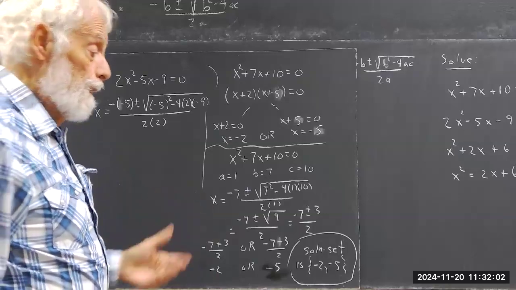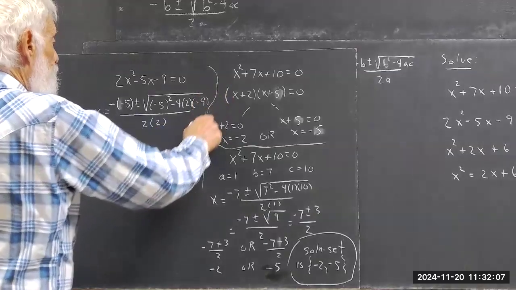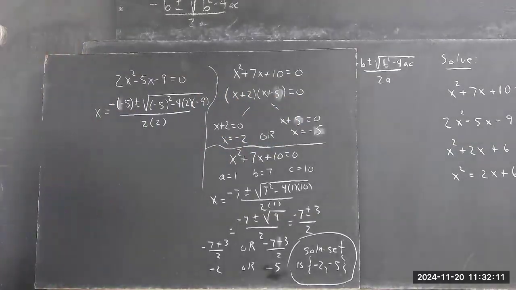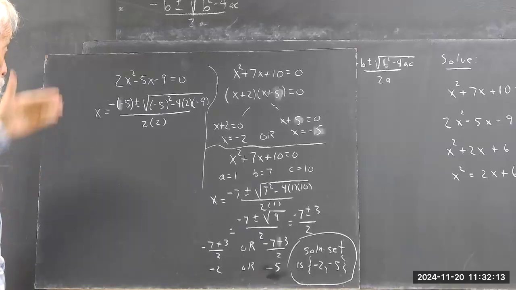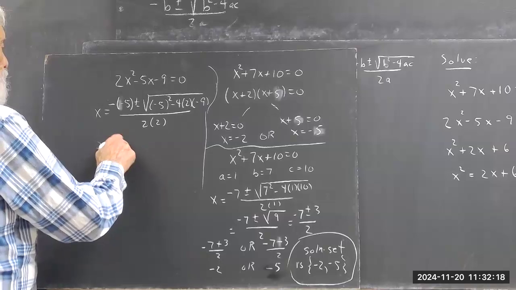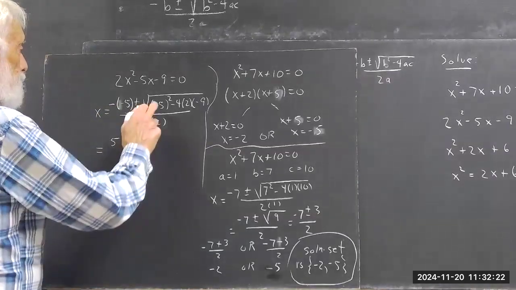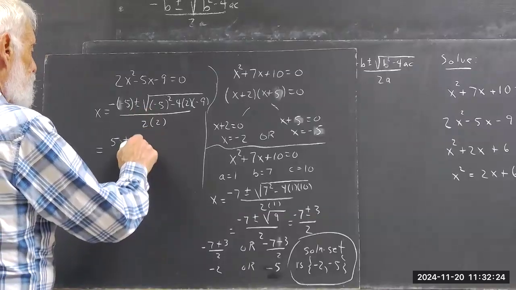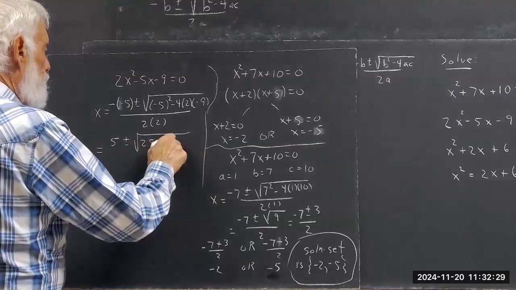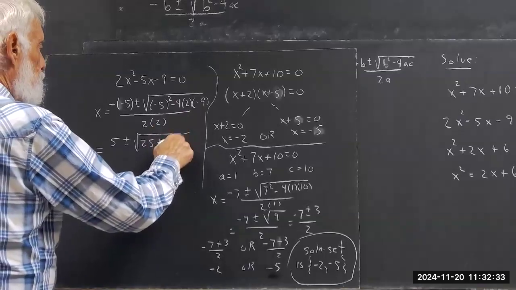Just get in the habit of doing that to remind yourself what you're doing. But everybody was substituting correctly and identifying A, B, and C correctly, so I'm going to skip that step. Anyhow, this comes out to negative 5 squared, which is 25. I'll go ahead and write out the details here: 25 plus 4 times 2 is 8, times 9 is 72.